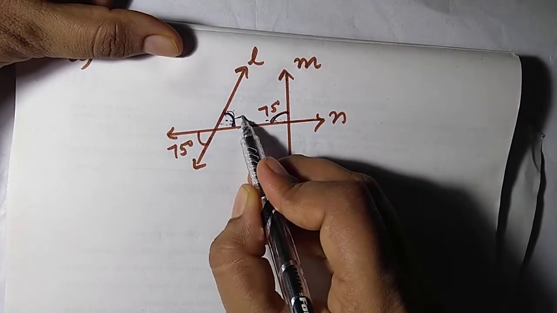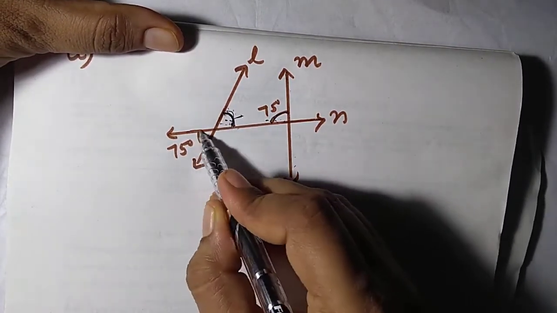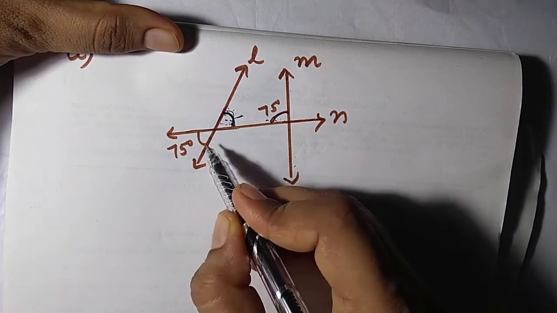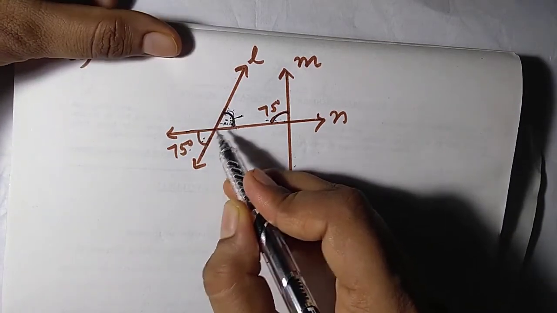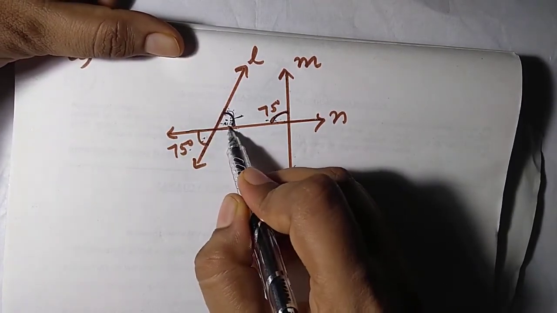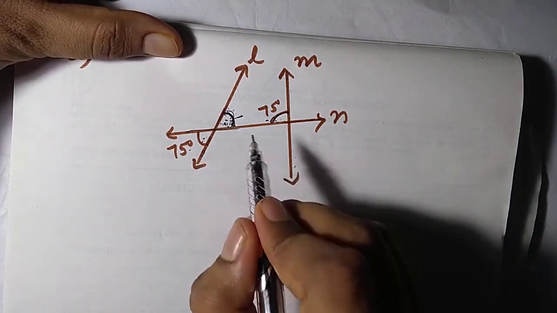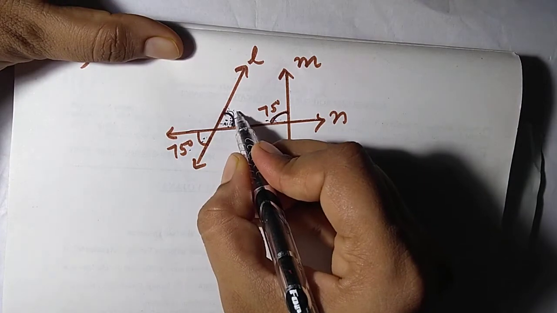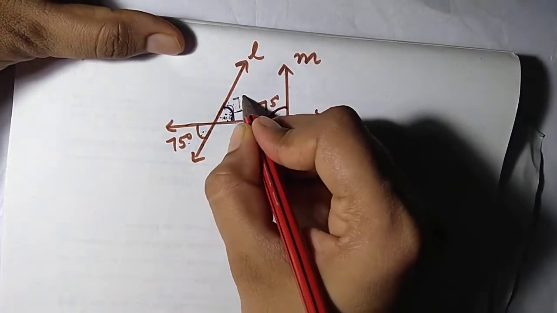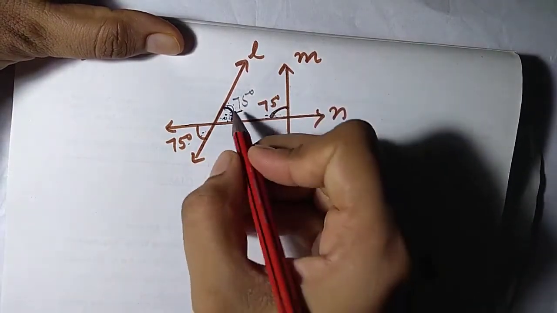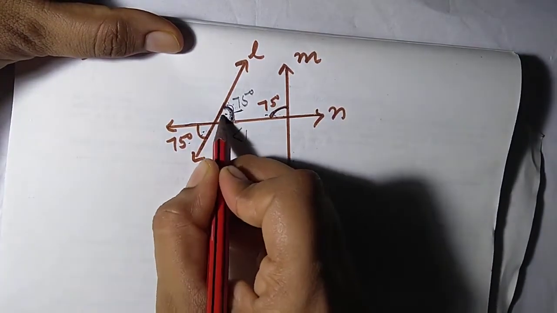So first I have to calculate it. So how will I find the value? These two lines are intersecting and this is 75 degrees. Okay, so what kind of angles are these two? These are vertically opposite angles, and we know that whenever two straight lines intersect, vertically opposite angles are always equal. So this is also 75 degrees, because of vertically opposite angles. So I am giving this angle the name angle 1.